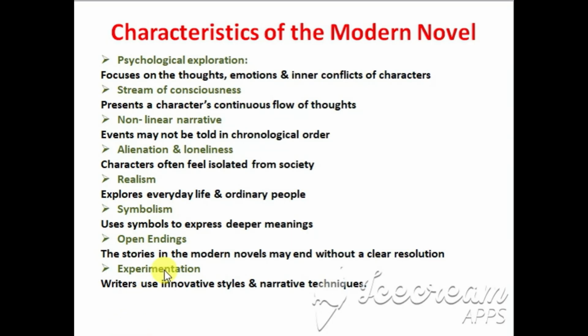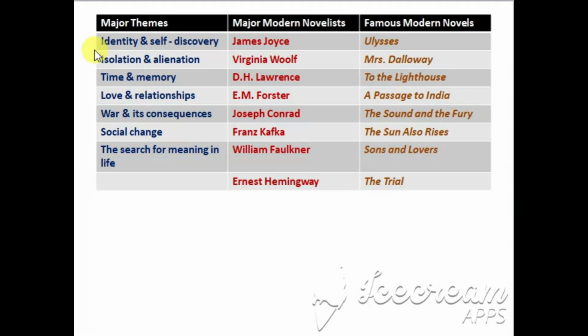Experimentation also played an important part in the modern novel. The writers use innovative styles and narrative techniques. Now let us take a look at the major themes, major modern novelists, and famous modern novels. So as I said before, identity and self-discovery is one of the major themes of the modern novels. Then we have isolation and alienation, time and memory, love and relationships, war and its consequences, social change, and the search for meaning in life. These are all major subject matters or themes of the modern novels.